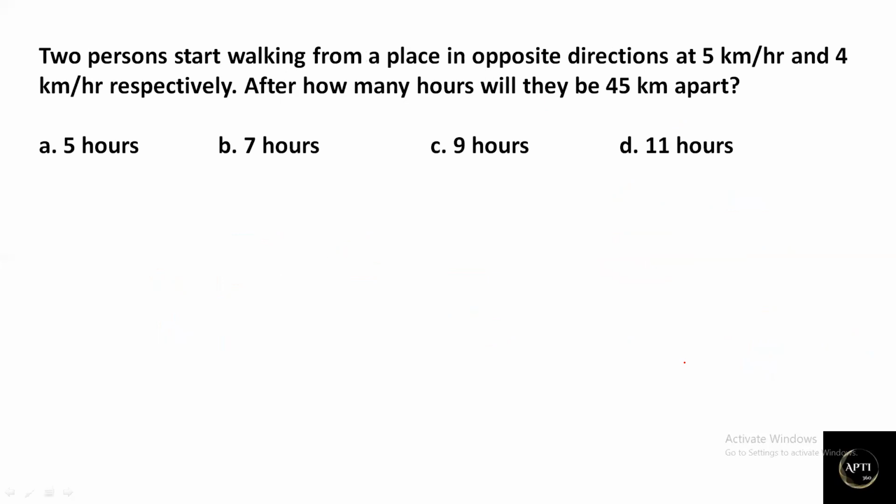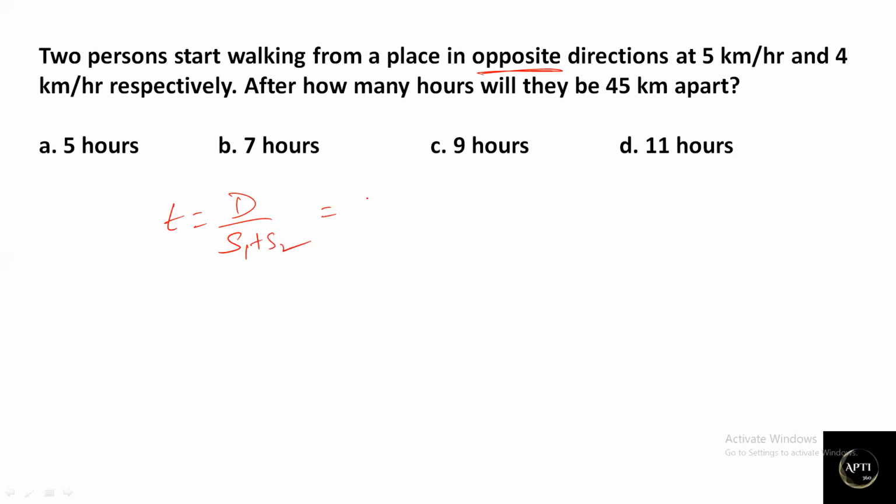Two persons start walking from a place in opposite directions at 5 kilometer per hour and 4 kilometer per hour respectively. After how many hours will they be 45 kilometers apart? It is almost exactly the same as the previous question, but the only condition changed here is the direction, opposite direction. Now how much time will it take? Time is equal to distance by speed.